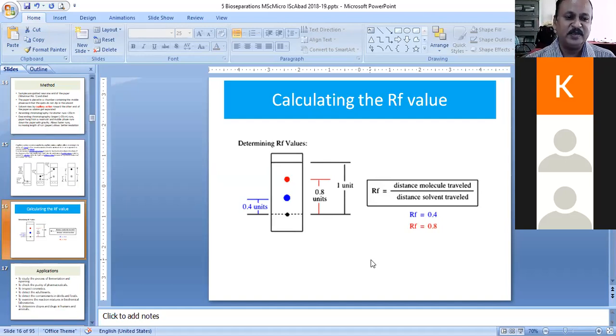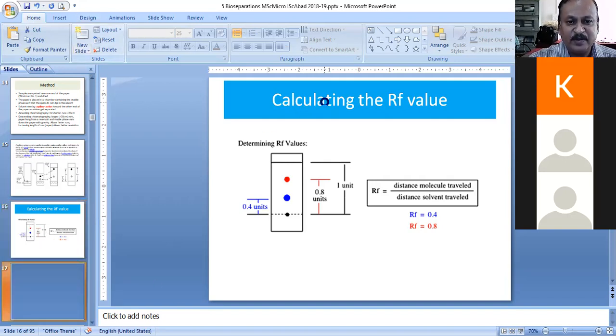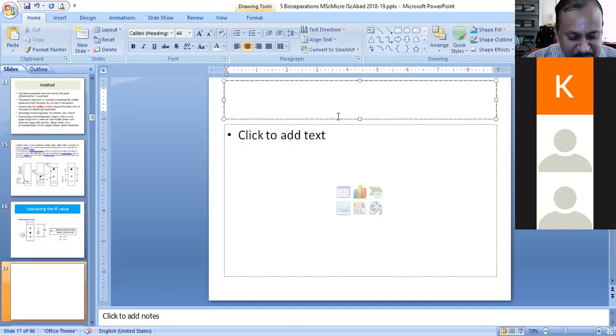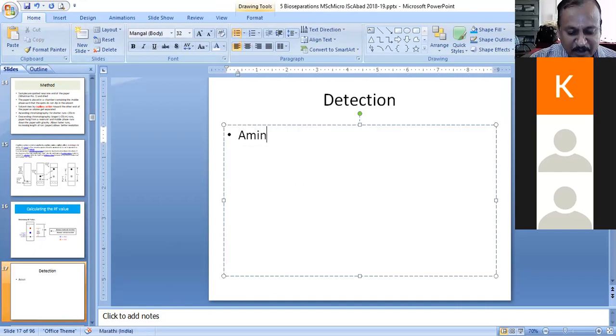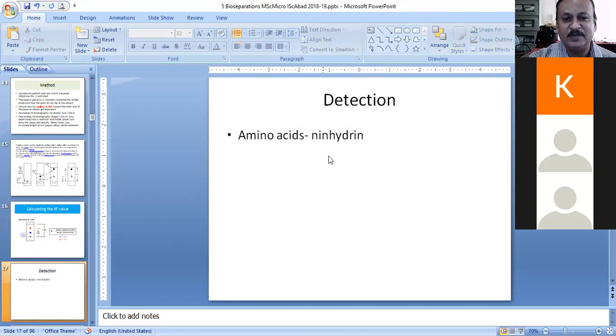You can visualize. How do you visualize the spots? Any idea? Have you done any paper chromatography and seen the spots? I think I should have added one slide here. That is detection. For example, if you have amino acids, then they are detected by a reagent called ninhydrin. I think we have already done this some time ago.